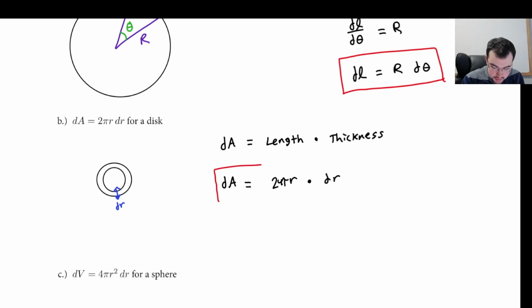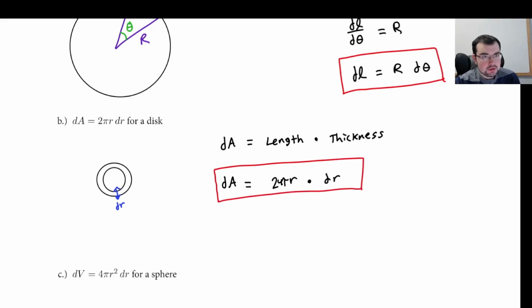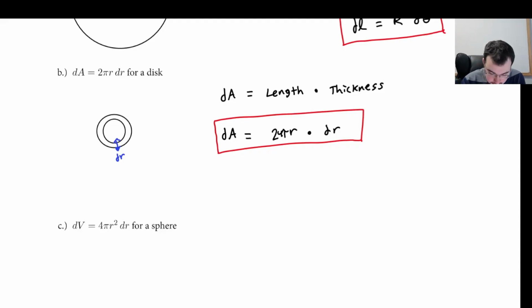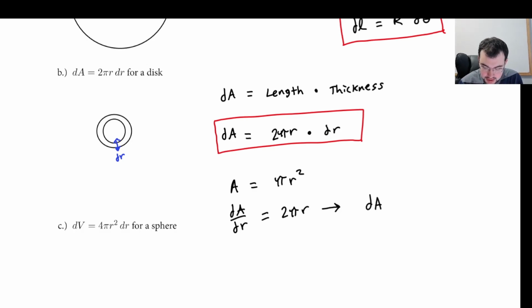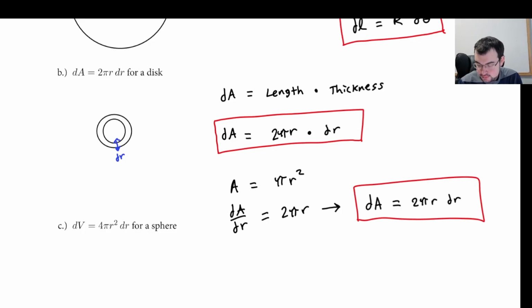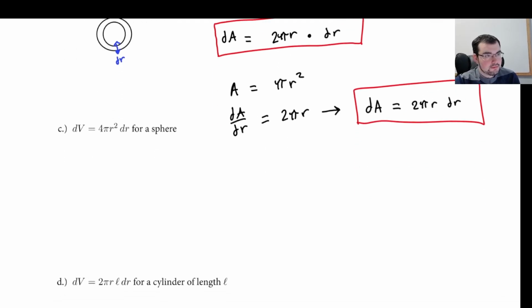But for a more shortcut way, we could of course relate this to the previous example where we know that the area of a circle is just pi r squared. So this means that dA with respect to dr is 2 pi r. So multiplying both sides by dr just tells us dA is 2 pi r dr. So again, the differentiation approach works there.